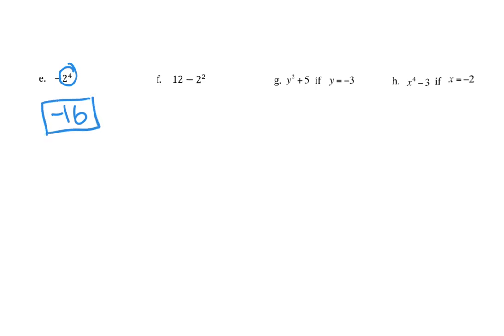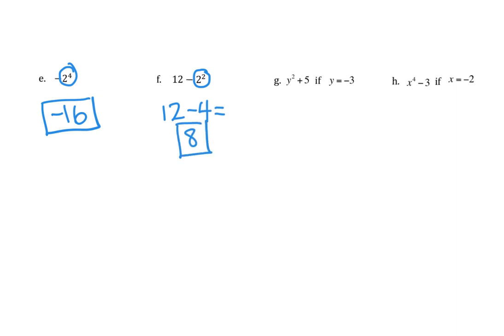So for letter F, we have 12 minus 2 squared, and this is where you'll see that we're using that order of operations. So we need to evaluate the exponent before we subtract. So I have 12 minus, well, 2 squared is 4, and then 12 minus 4 is equal to 8.